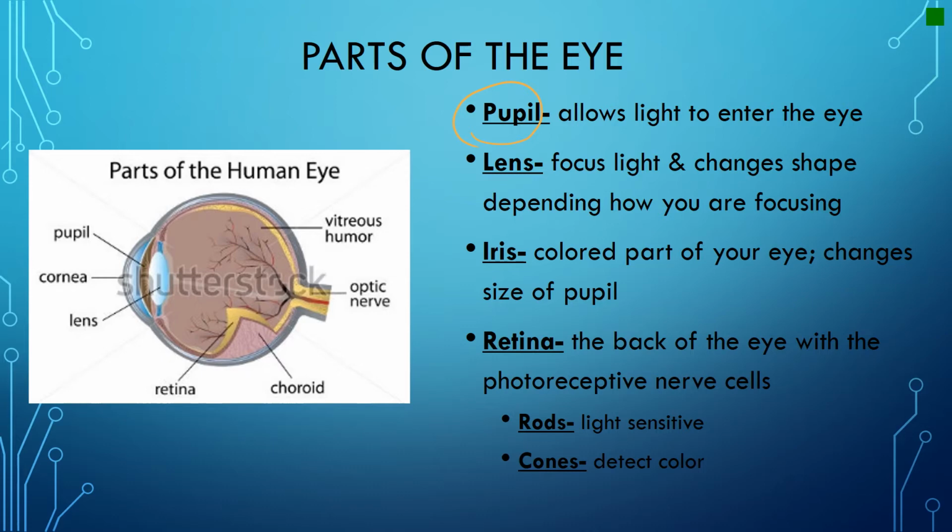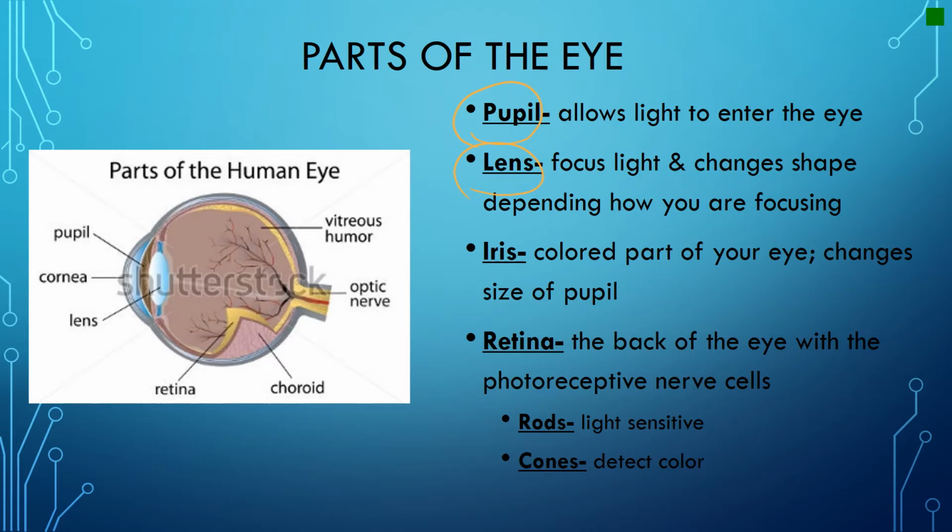So the larger your black part of your eye, or the pupil, is, the more light that it allows in; the smaller it is, the less light that is allowed in. The lens is what focuses your light or allows you to focus on different things. So when you think of a camera lens, it focuses it. That's exactly what the lens of your eye does.